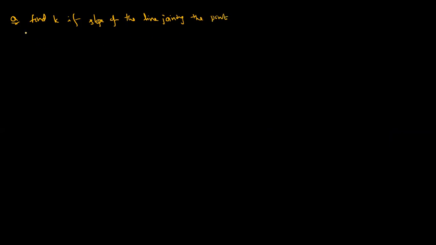Now see, now one more question. Find k if the slope of the line joining the points k comma 4 and minus 3 comma minus 2 is 1 by 2.